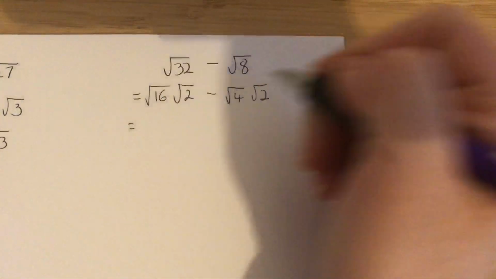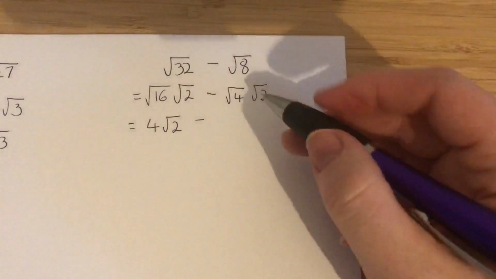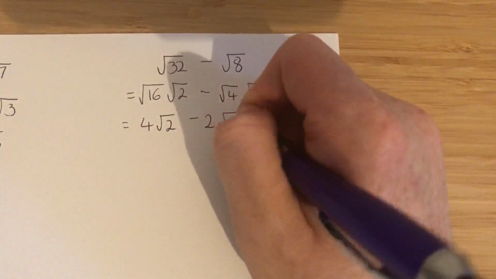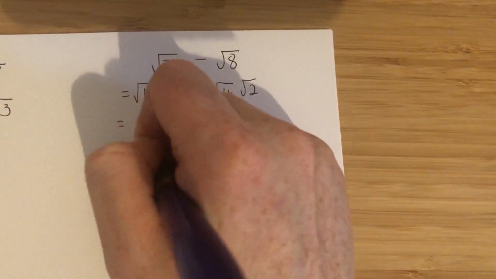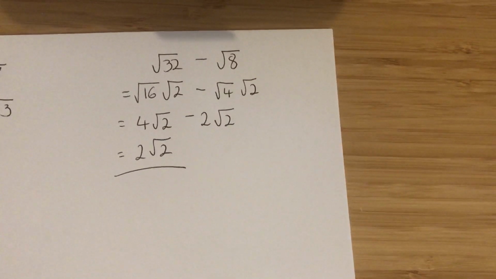So the square root of 16 is 4, so that becomes 4 root 2, minus square root of 4 is 2, and so 2 root 2. We now have 4 root 2 minus 2 root 2, and so we have 2 root 2 as our final answer there. Right, let's look at some more.